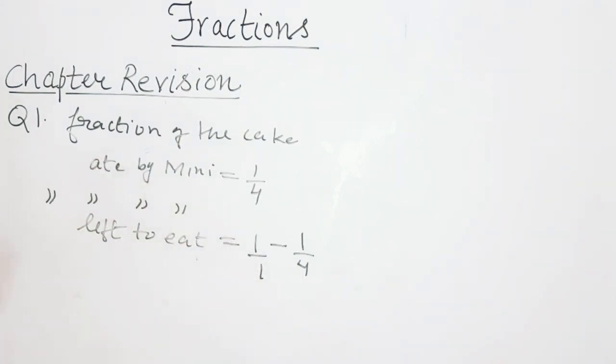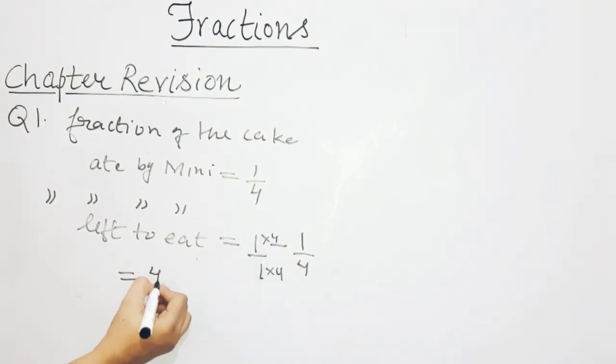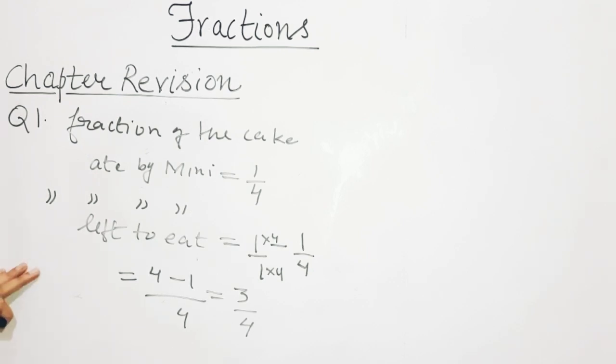Now once you take the LCM of 1 and 4, the answer will be 4. So 1 fours are 4. So 4/4 minus 1/4 is equal to 3/4. So the fraction which is left to eat is 3/4. I have already explained this with the help of a figure. Now this is the method which you have to follow in the classwork copy.